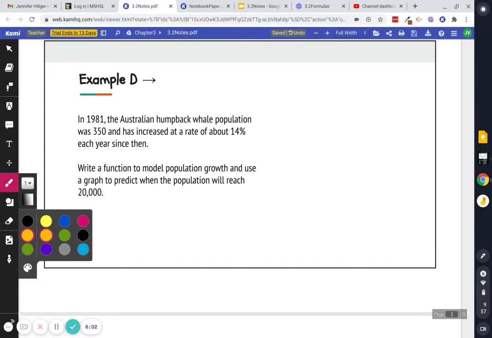So the humpback whale population was 350 in 1981, has increased at a rate of about 14% each year since then. When will it reach 20,000? Here we go. This is an increasing one.